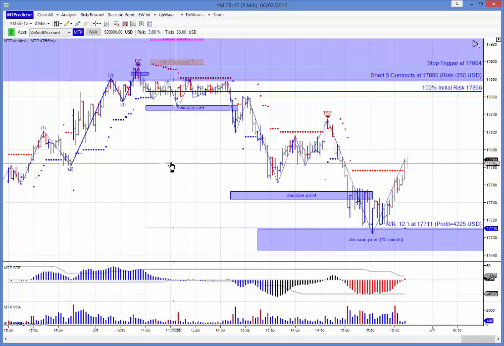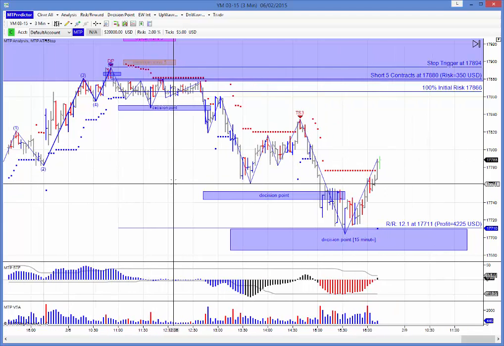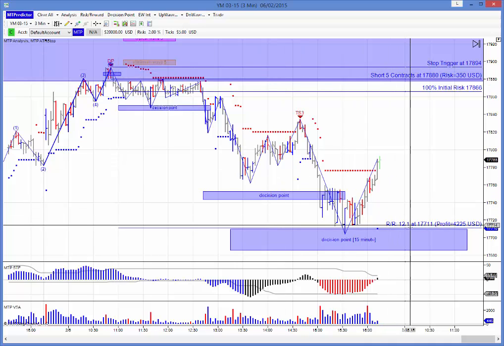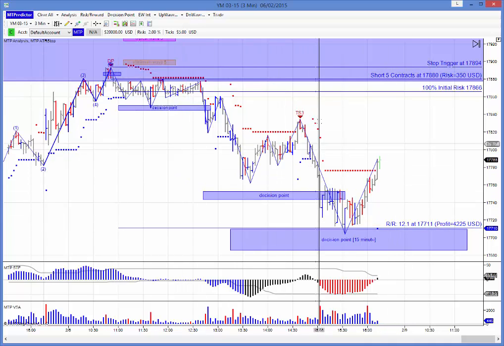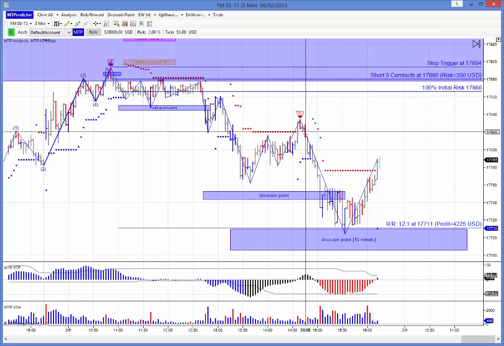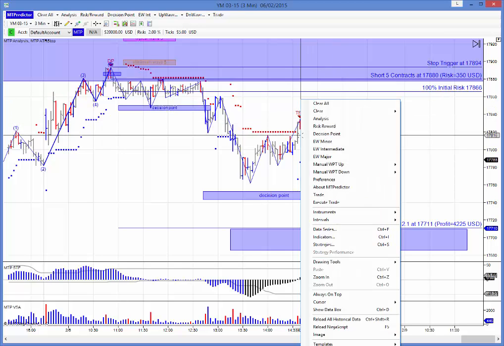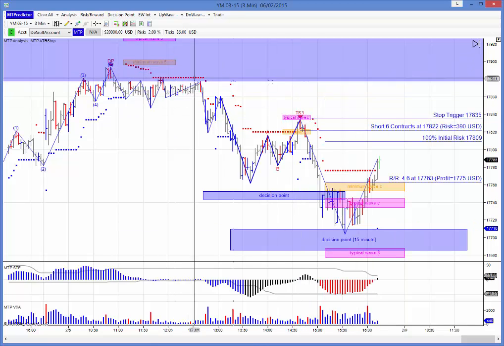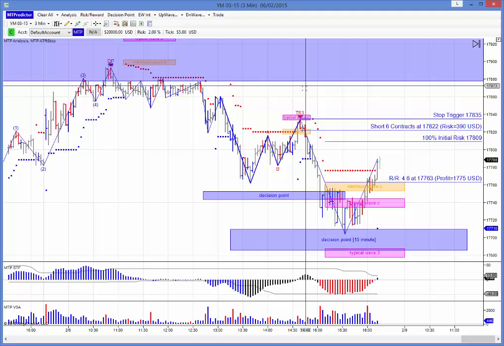Well, actually you could, because the more experienced users, rather than just capturing 12R profit there, would have noticed that we actually had a TS3 sell setup here. So this would have been an opportunity for you to pyramid or add additional short positions. Remember, if we pyramid or add, we always bring our stop to break even on our initial position.